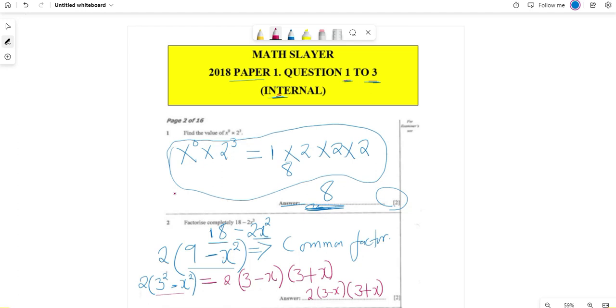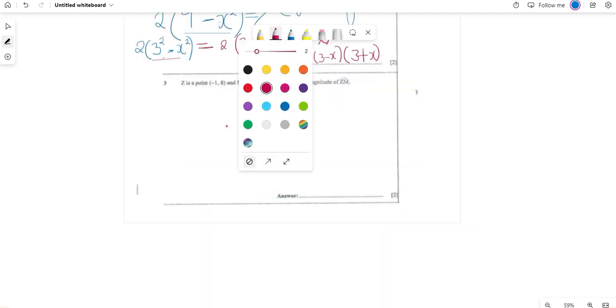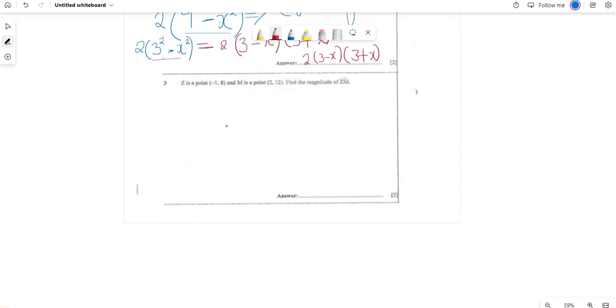So we'll go to the last question. The last question is saying z is a point (negative 1, 8) and m is a point (2, 12). Find the magnitude of Zm. So we have Z, which is (negative 1, 8), and then M, which is (2, 12). Then we are looking for the magnitude of this vector.